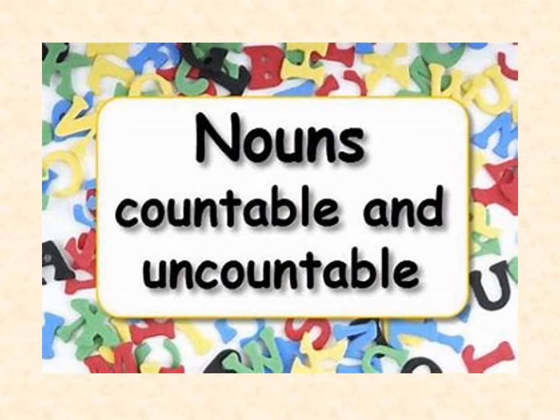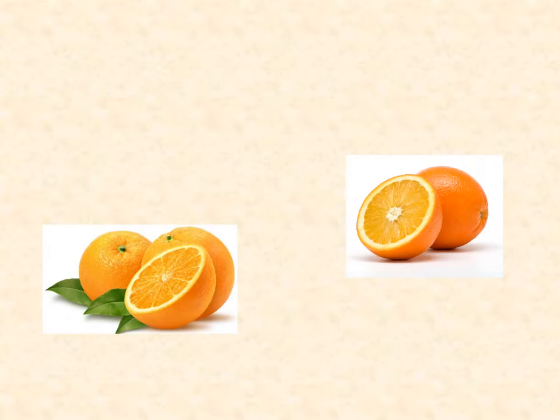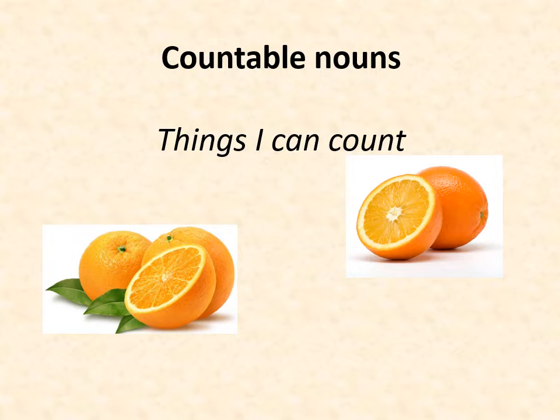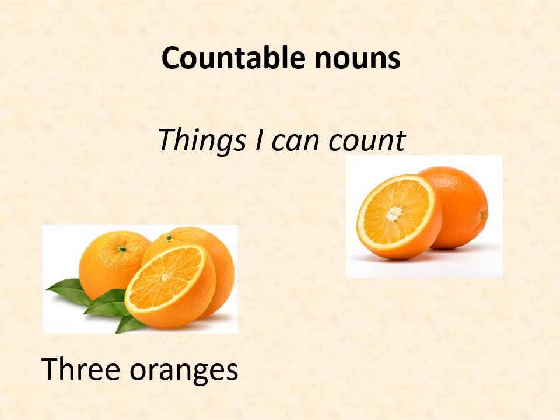Hello my students. Today I'm going to explain our grammar lesson, nouns: the countable and uncountable nouns. The first of countable and uncountable. Countable nouns are things that I can count. 1, 2, or 3, or 4, I can count them. Like for example, I have here 3 oranges and 2 oranges, so I can count them.